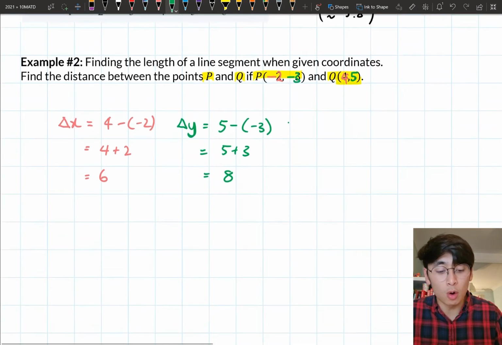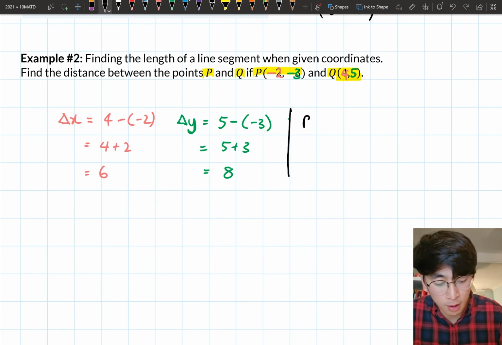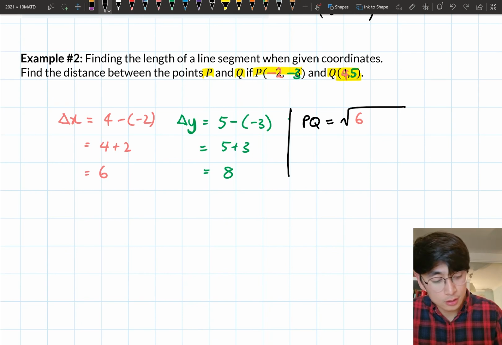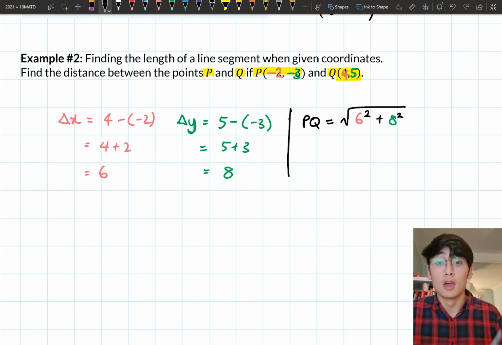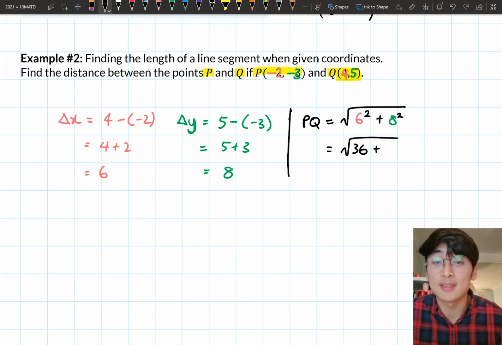And so final step, all we need to do now is just apply Pythagoras' theorem. So here, we want to find the length between these two points P and Q. So I'm going to write PQ is equal to the square root of 6 squared plus 8 squared. So I can chuck this in my calculator and check. 6 squared happens to be 36 plus 8 squared, which is 64. And so when I add this, it gives me square root 100.